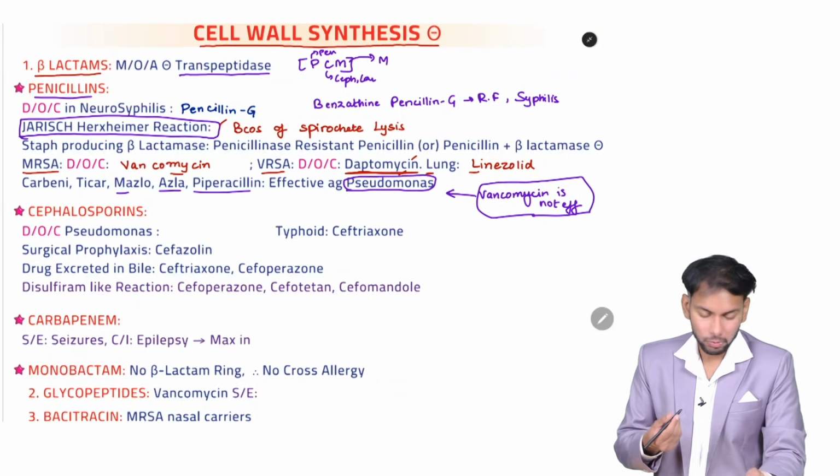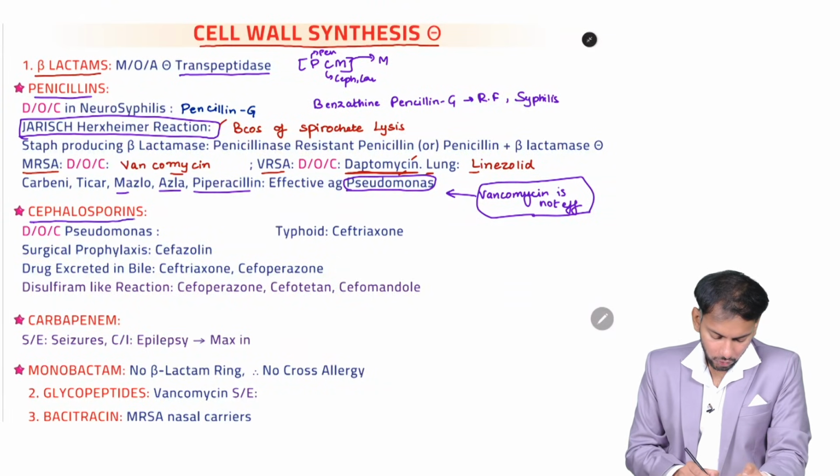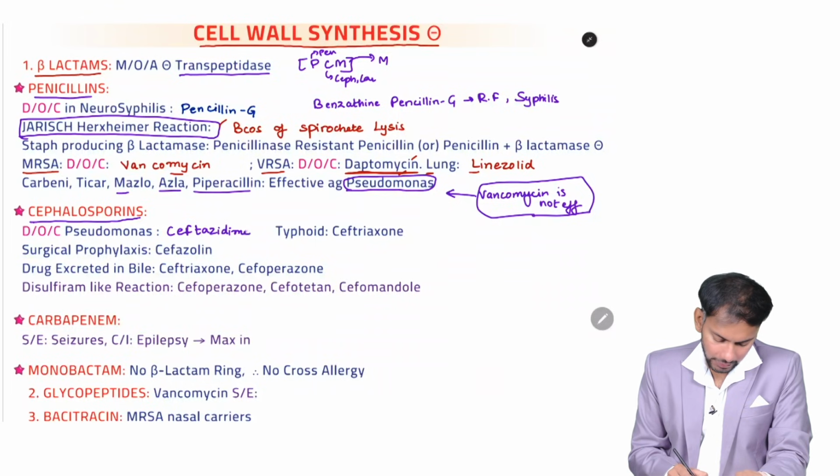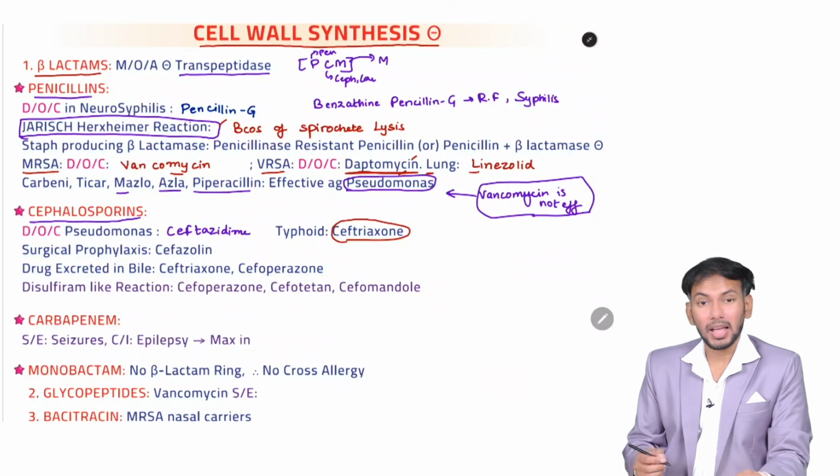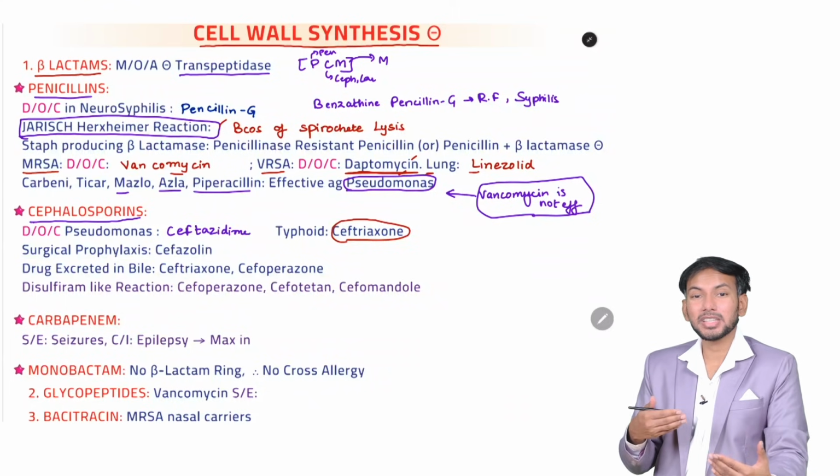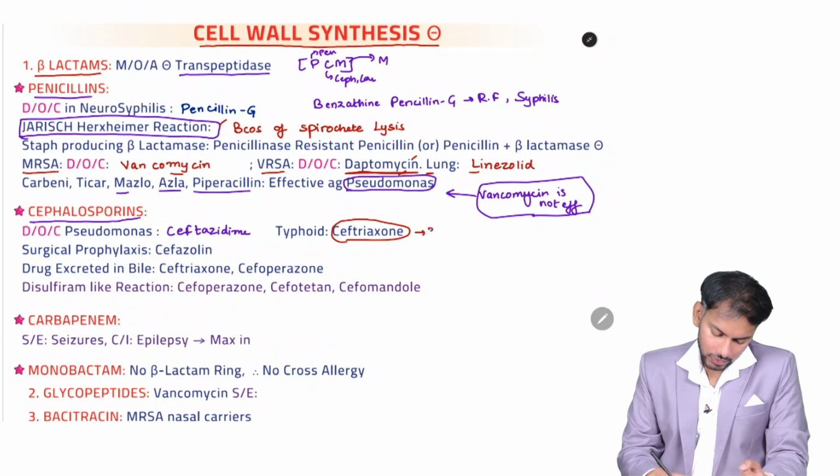Now, coming to cephalosporins. The drug of choice in Pseudomonas is ceftazidime. For typhoid, it is ceftriaxone. And in the surgical prophylaxis, you will give cefazolin. So, ceftriaxone is a third generation.